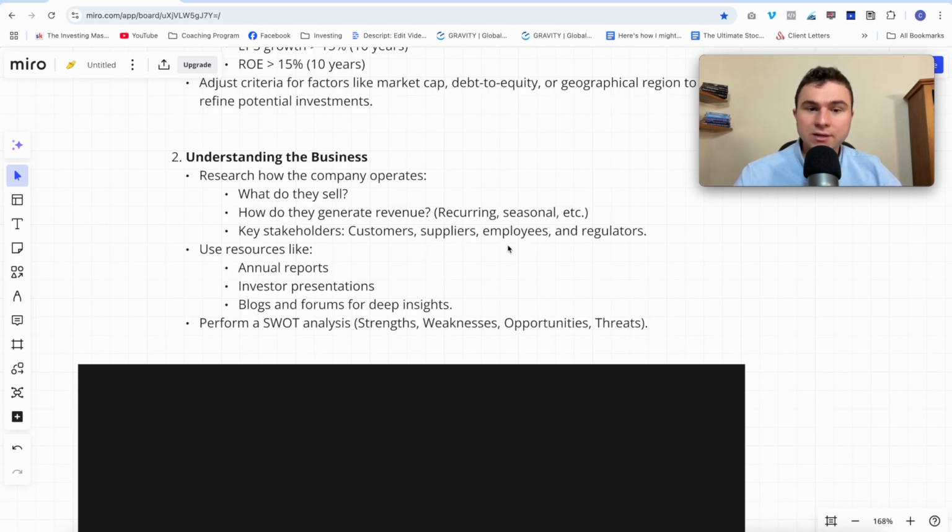Who are the suppliers? Who are the employees, regulators? In which country? How do they work? Like, don't do a deep dive. Do a shallow analysis of, okay, how do they make money? How do they operate? You can use several resources to find this information. You can check the annual report. Just check the name of the company on Google. You put annual report. It will get you to the investor resources of a company.